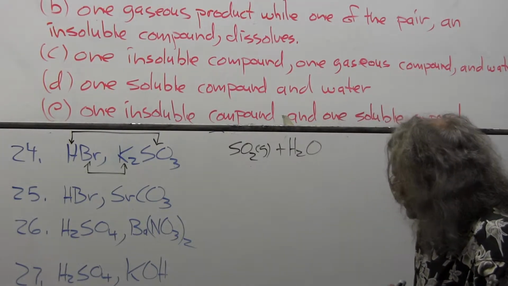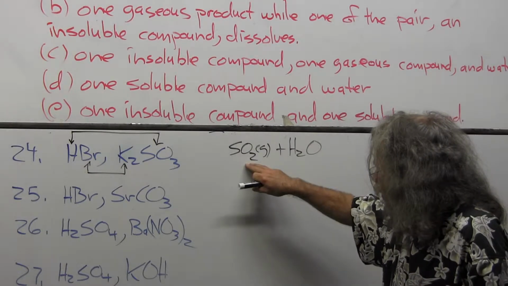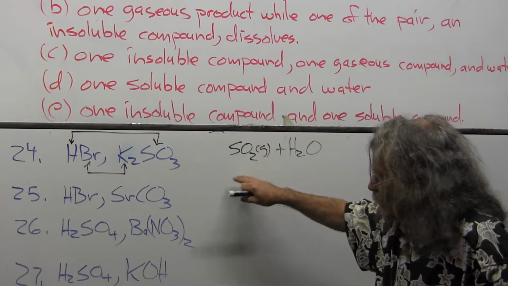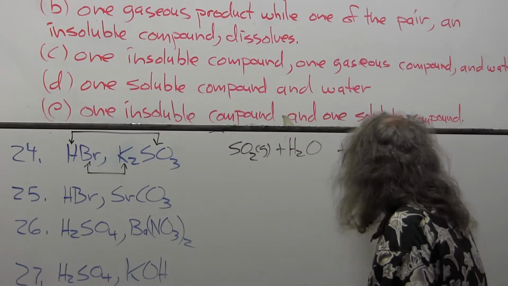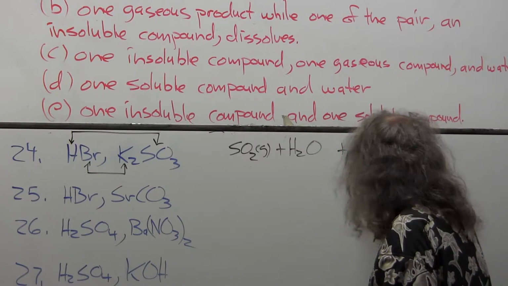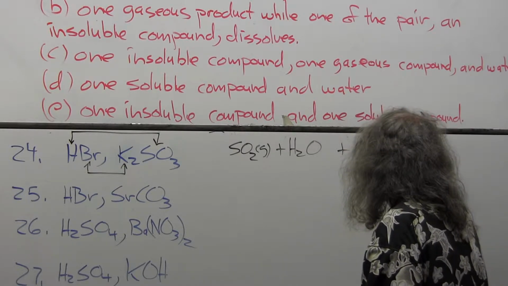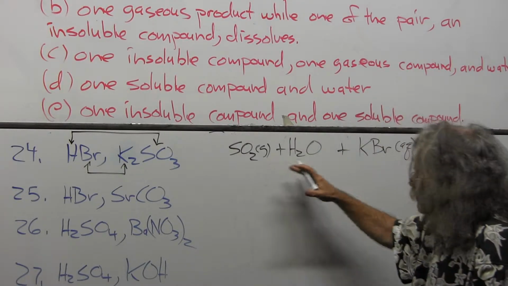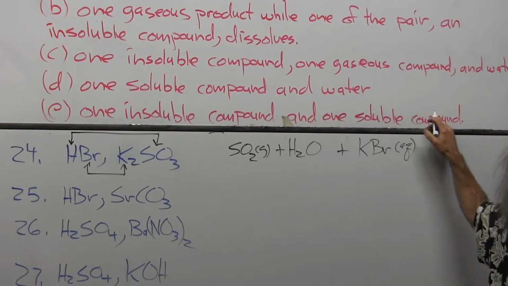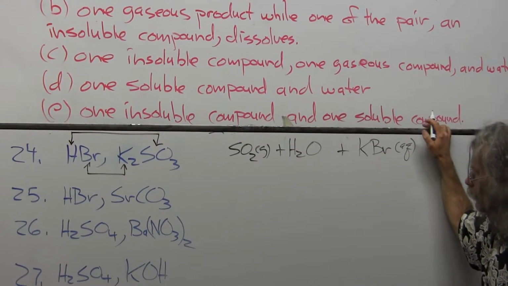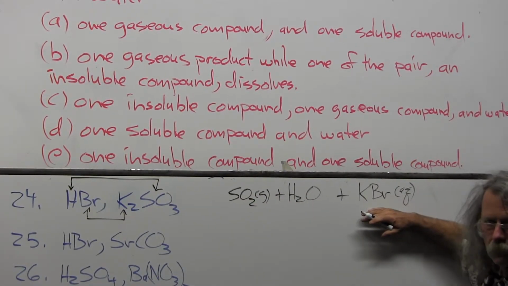So what would I say? This is going to be forming a gaseous product and a soluble product, because this is going to be plus potassium bromide, which we would write as aqueous. Now I haven't bothered to balance it. I don't need to balance it. I have enough information now to answer the question. I've got a gaseous product and a soluble product.